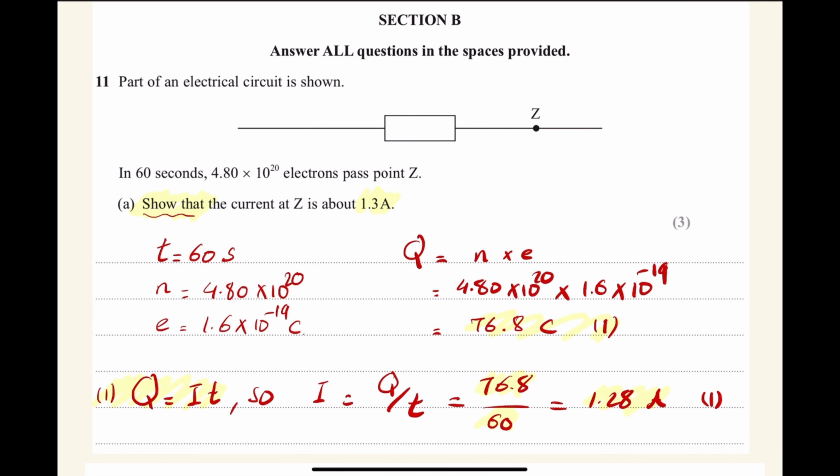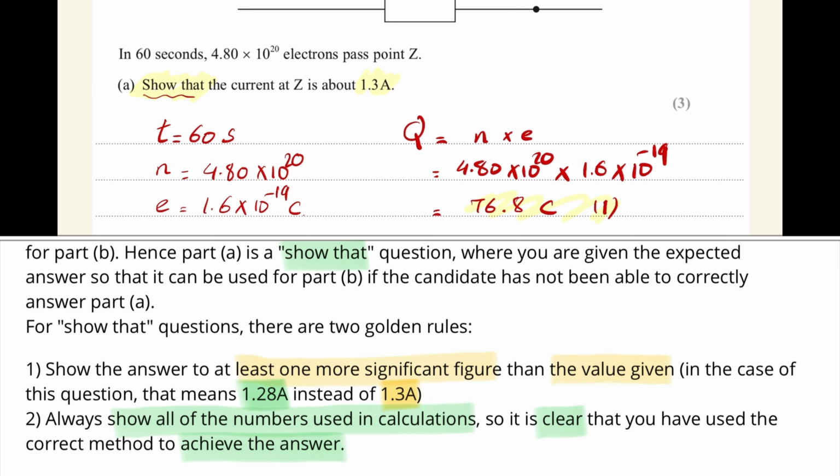"Show that" means you have to show the examiner that your answer must have one more significant figure than the examiner's one. So in this question, my answer for the electric current is 1.28 ampere, which is approximately 1.3 ampere. But you have to show the examiner that your answer is 1.28 ampere. And then in section B, you have to use the value 1.28, not 1.3.